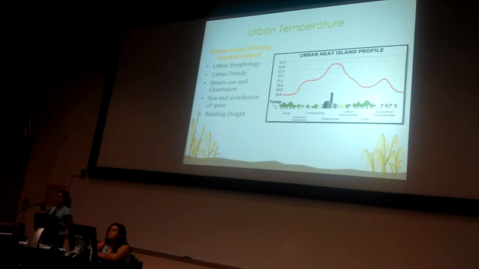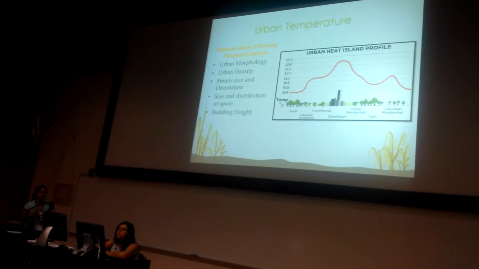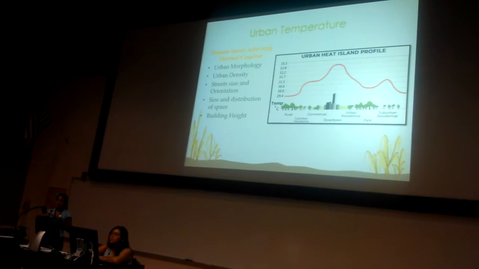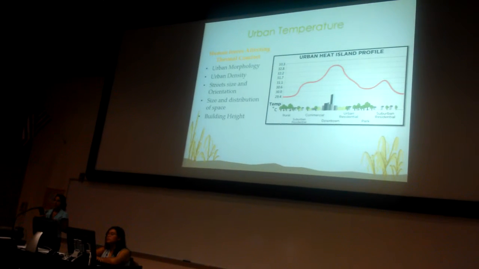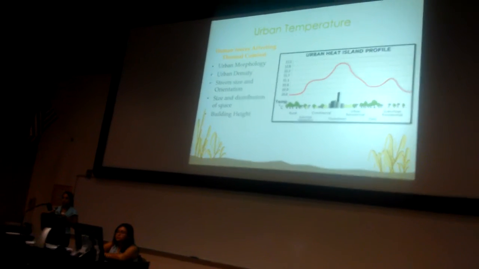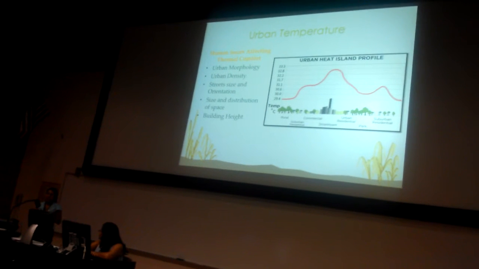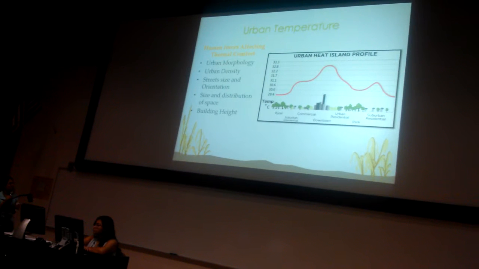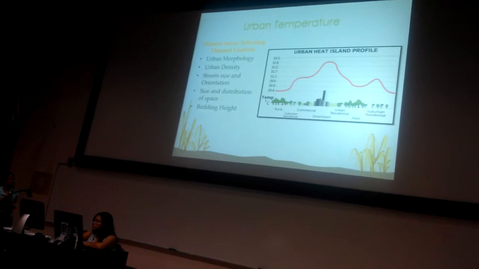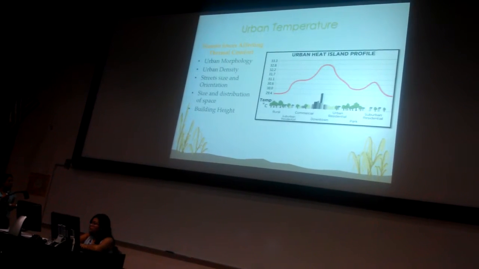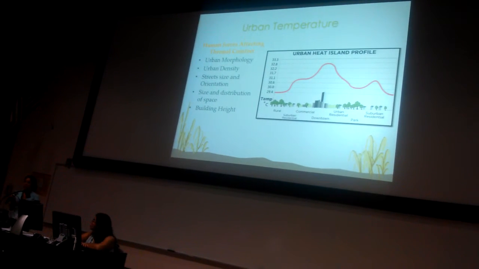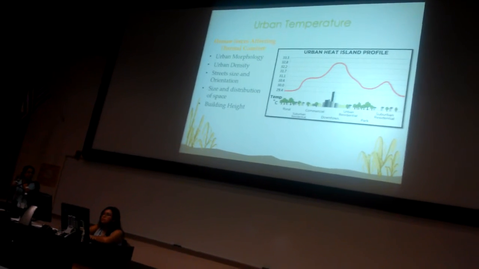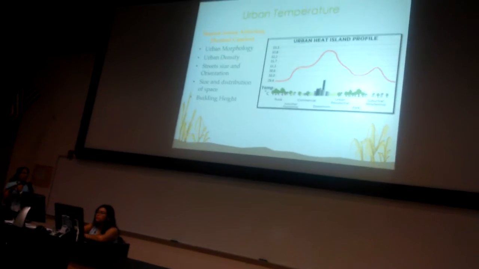Then we have our second group of elements, which are urban temperatures. There are some physical structures in built-up areas that can affect microclimate inside cities. Some of these elements are urban morphology, urban density, street size and orientation, size and distribution of space, and building height. All these components work together to create this effect, which is called the urban heat island.